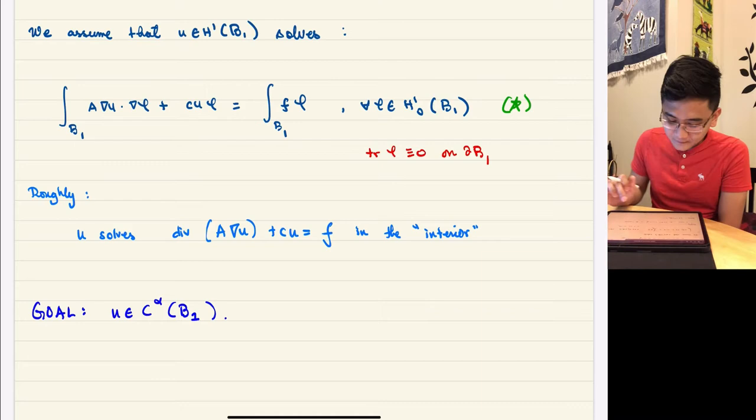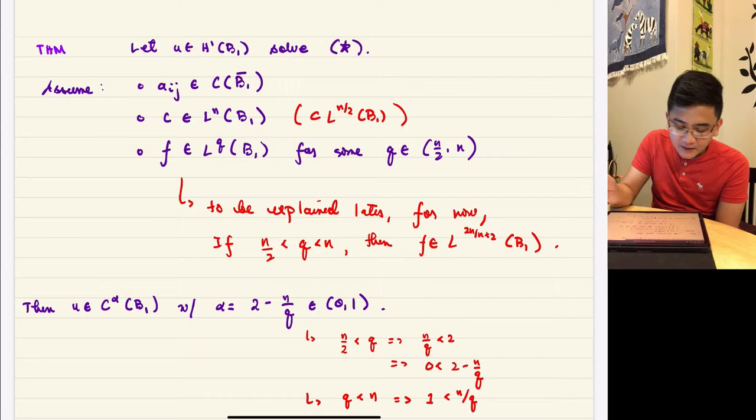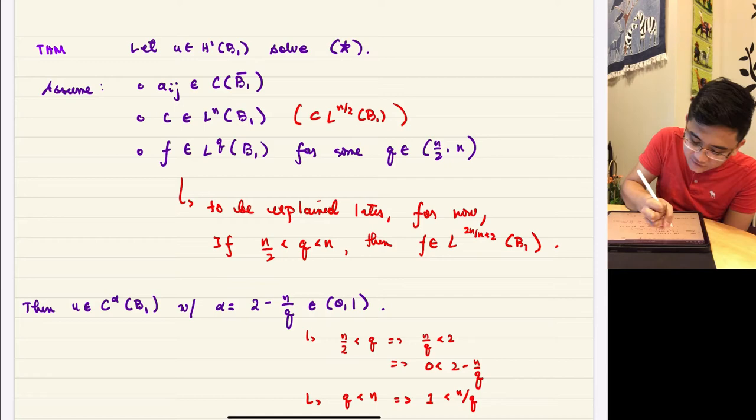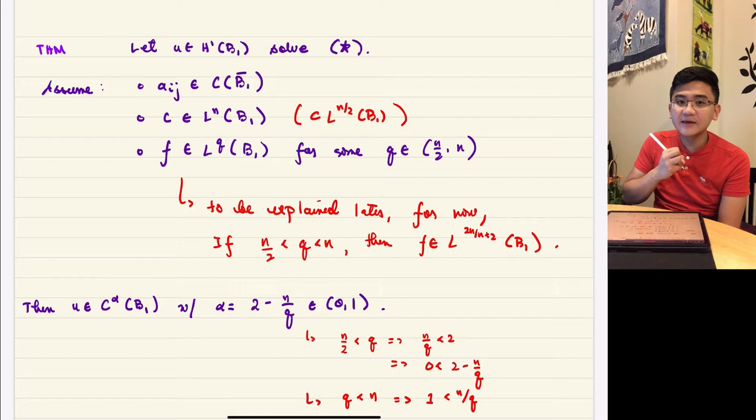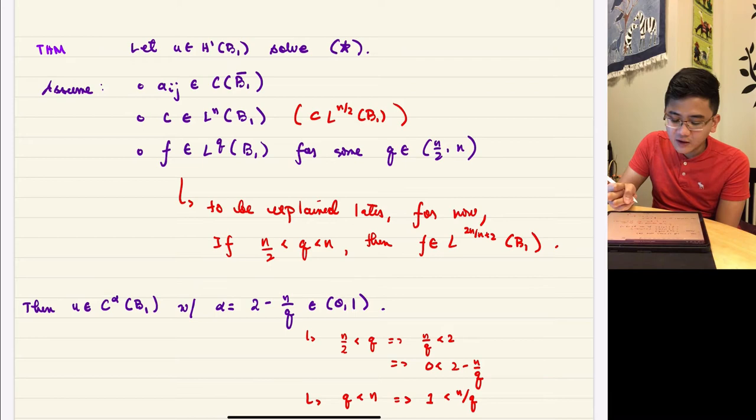Okay. So our main result is this one. Let U be in H1 and let it solve the equation that we have previously. We assume that the coefficients are continuous and that we have the following. So C here is in L^n. And note that this is different from the integrability assumption that we had in the previous video, where we said that the minimum condition is that it's in L^(n/2). So we needed to strengthen that.